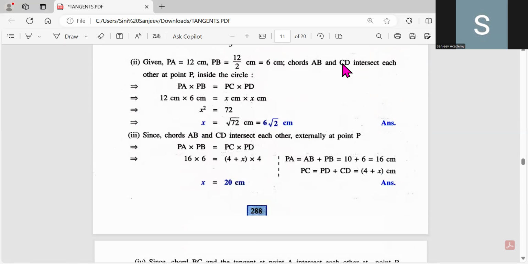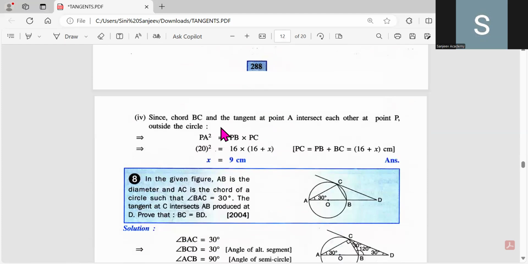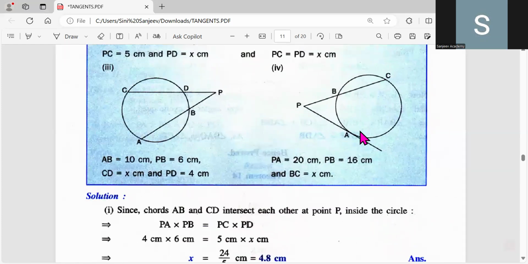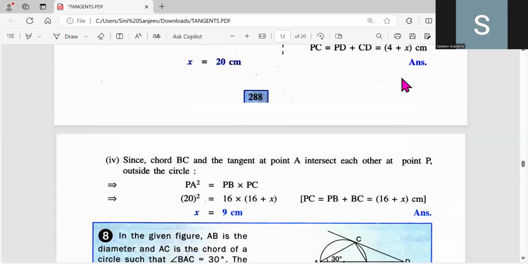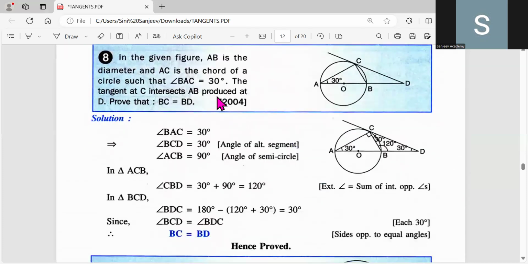So for this question, I'll be using PA square is equal to PB into BC. The chord BC and a tangent at a point intersect at point P. So we just do PB into BC is equal to PA square. Okay. So that's only it. PB into PC is equal to PA square. So this is also done. So pause it and then do these things. Then you'll be able to get it easily.